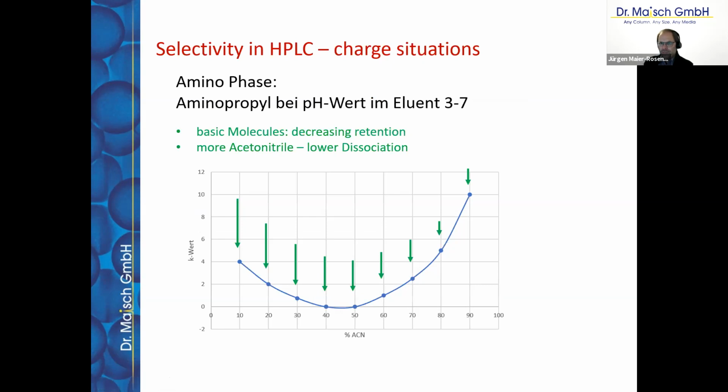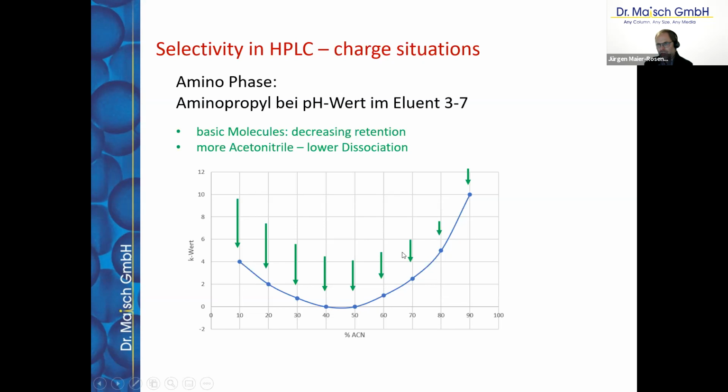If we are working with bases, then at the pH of 3 to 7 we have the same situation, that the surface is positively charged. But the basic molecules are also positively charged. So we have the same charges on the surface and the compound, and therefore a repulsion situation. That means the interactions are reduced, and then the k value will be down because the retention is lower.